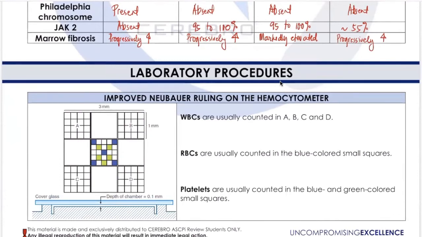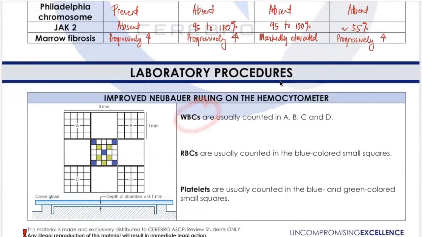So still in the ASCP exam, there are still questions about cell count. I even had one during my exam. So it's important that we know the dimensions of the hemocytometer and in which part of the hemocytometer certain cells are being counted. Okay, so first we have our WBCs.